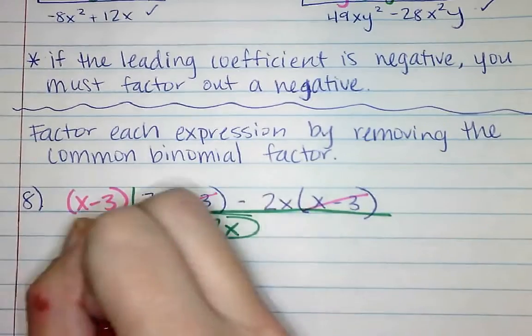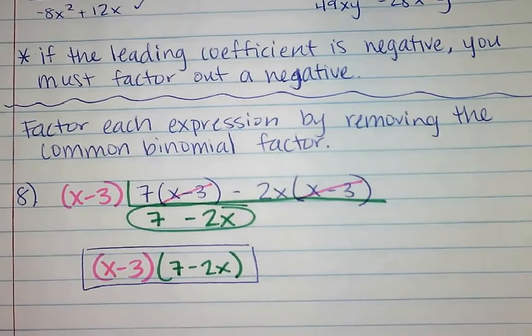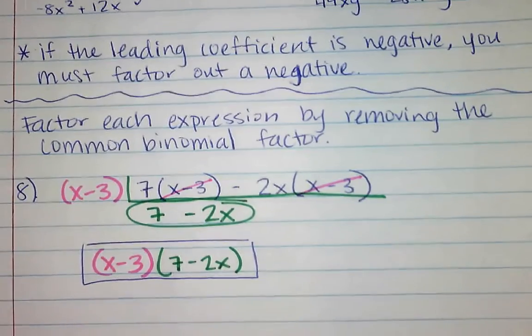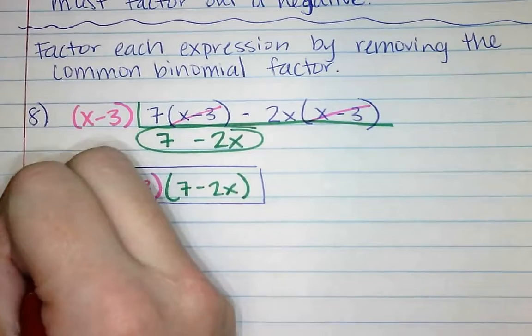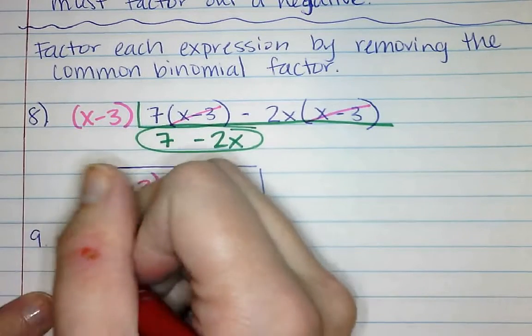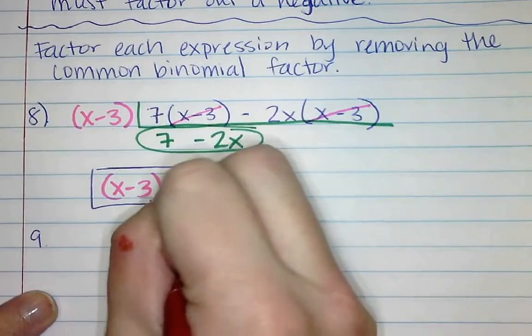So the common binomial factor in this case was x minus 3. All right, so let's take a look at number 9 here. I'm going to give myself plenty of space. I'm going to say x times x squared plus 4 minus x squared plus 4.